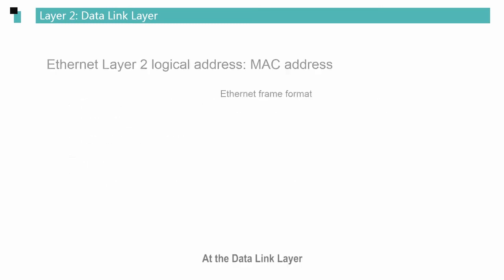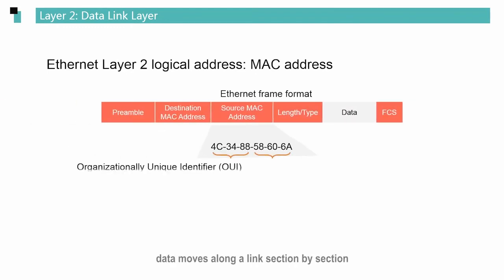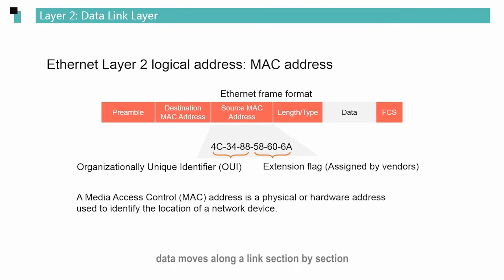At the data link layer, data moves along a link section by section. Each section of a link must have an address. If it is an Ethernet link, there needs to be a MAC address. MAC addresses function as hardware addresses, for example, the MAC address of a computer's network interface card. They are burned into the network interface cards before delivery.